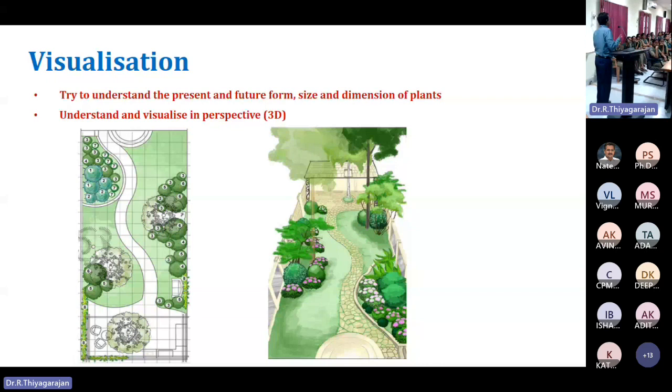Say for instance, if you are planning for a hedge, it will be cut like your haircut. If you let it grow, it will become a tree, but it is designed to be maintained as a hedge. Certain trees are designed in certain forms to appear as plants, like round or different shapes. So they are to be maintained. So you have to visualize it in that way and then start your planning.